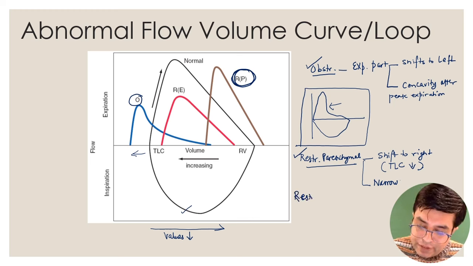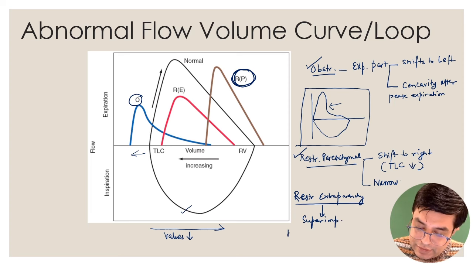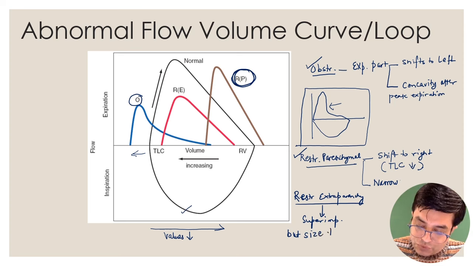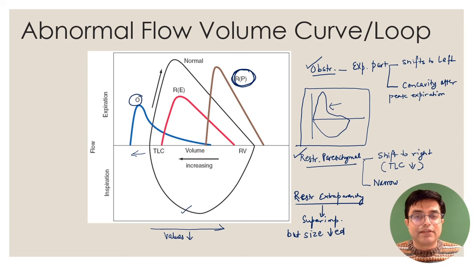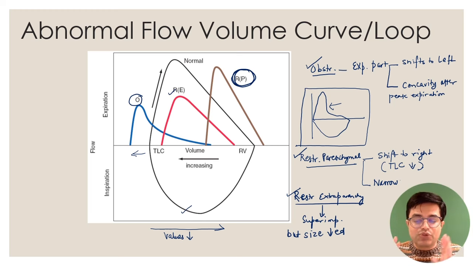और तीसरा होता है restrictive lung disease एक्स्ट्रा पेरेन्काइमल. इन पेशेंट्स के अंदर रहेगा वही, there will be superimposition, but the graph size will be reduced. Can you see this red color curve? वो curve जैसा वैसा ही है, but उसका एरिया कम हो गया है. So this is restrictive extra parenchymal as shown by the red one. तो ये तीन फोटोज याद कर लो, तीन फंडा याद कर लो.